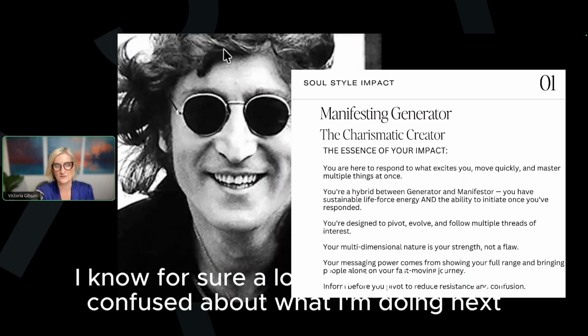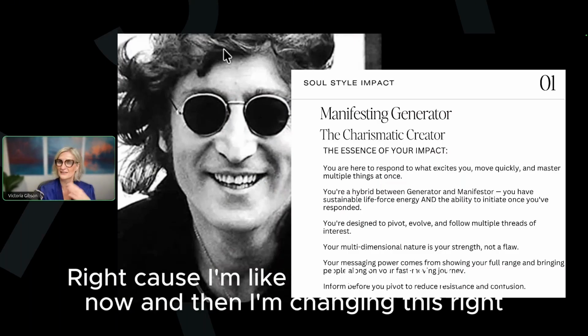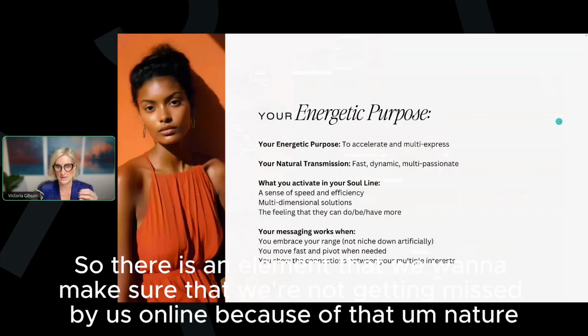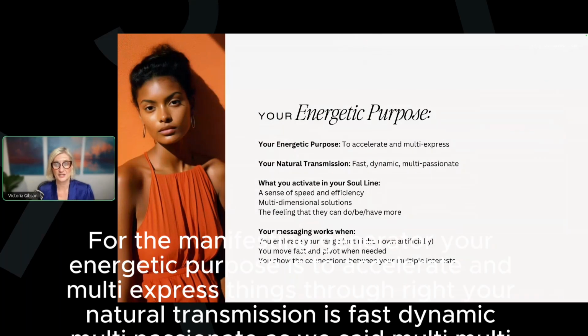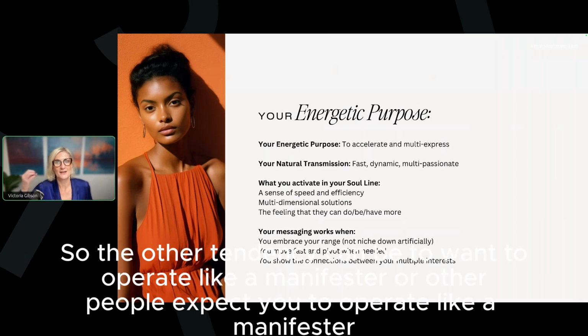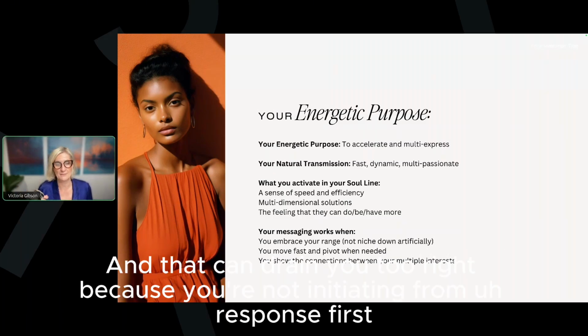I know for sure a lot of people are always confused about what I'm doing next, right? Because I'm like, oh, I think I'll do this now, and then I'm changing this, right? So there is an element that we want to make sure that we're not getting missed by our soul line because of that nature. So the manifesting generator, your energetic purpose is to accelerate and multi-express things, right? Your natural transmission is fast, dynamic, multi-passionate, as we said, and you have the energy to sustain that when you are first responding. So the other tendency can be to want to operate like a manifestor, or other people expect you to operate like a manifestor, and that can drain you too, right? Because you're not initiating from response first.